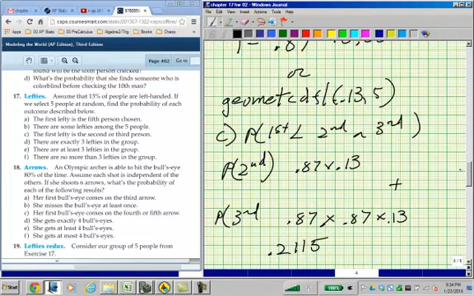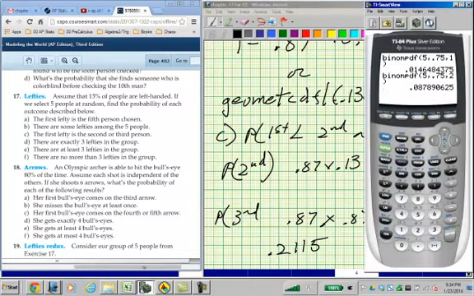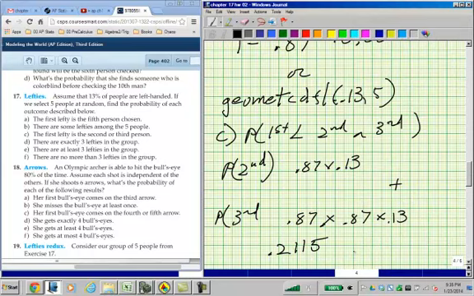And geometcdf is right here. So that's 1 or 2 or 3. So it's going to calculate cumulative probabilities for you. So we put in 0.13 comma 5. And there's the 50%. Okay.